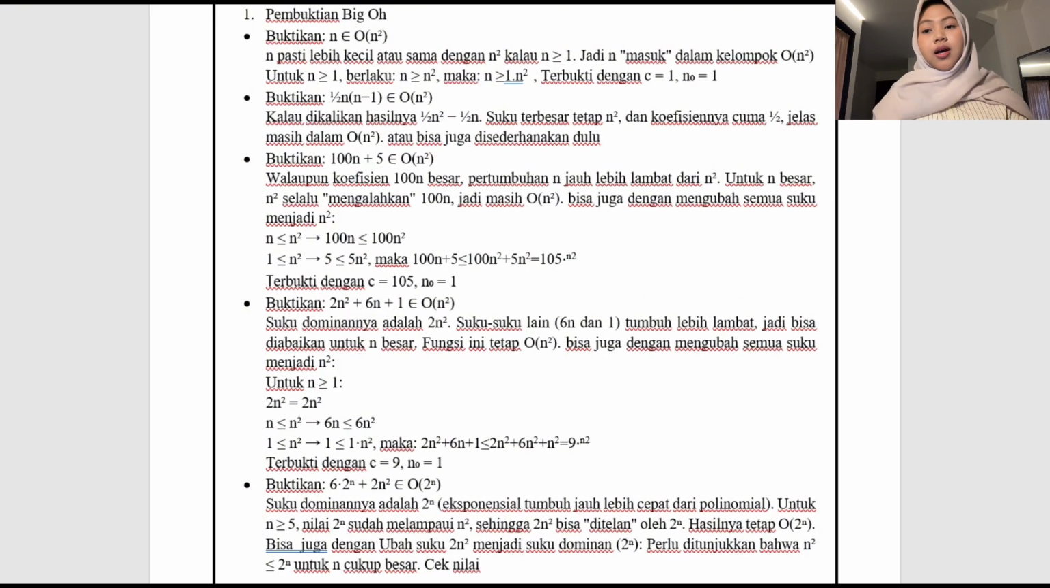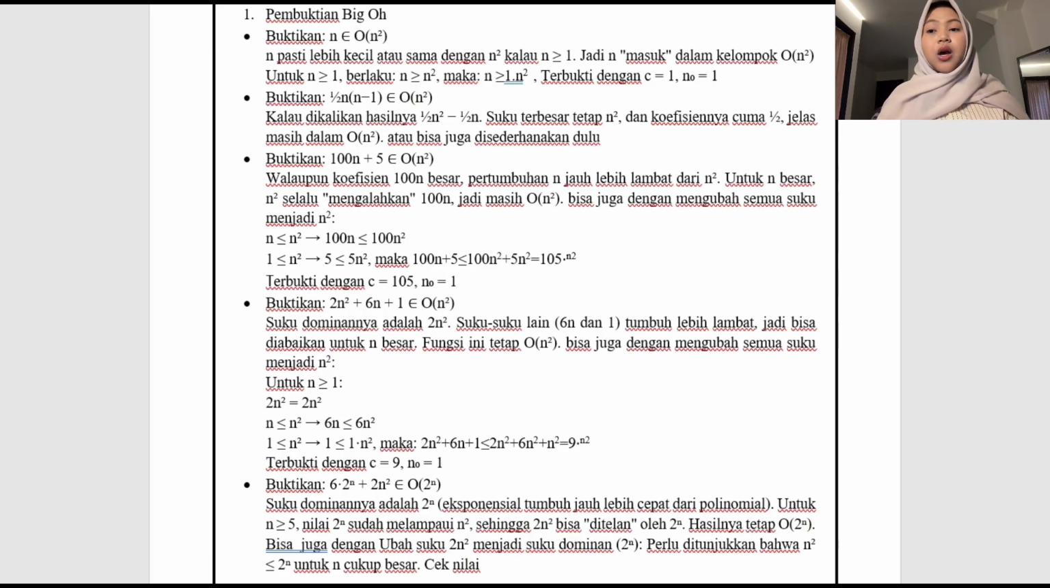Proof 2, expanding gives n squared minus n minus 1, and the dominant term is n squared. The negative part only makes it smaller, so it is clearly bounded by n squared, proven with c equals 1 and n0 equals 1.